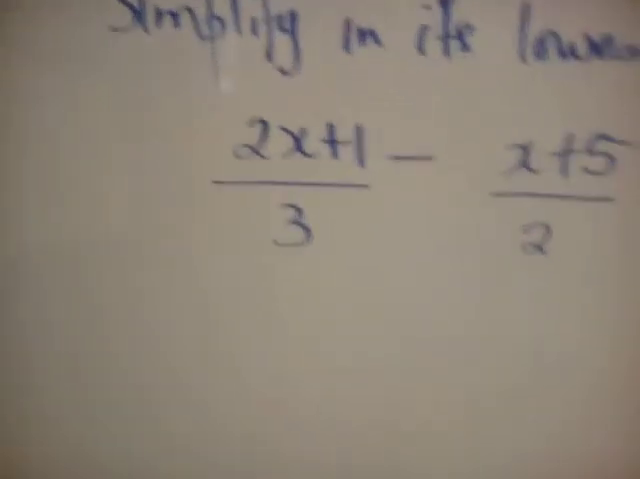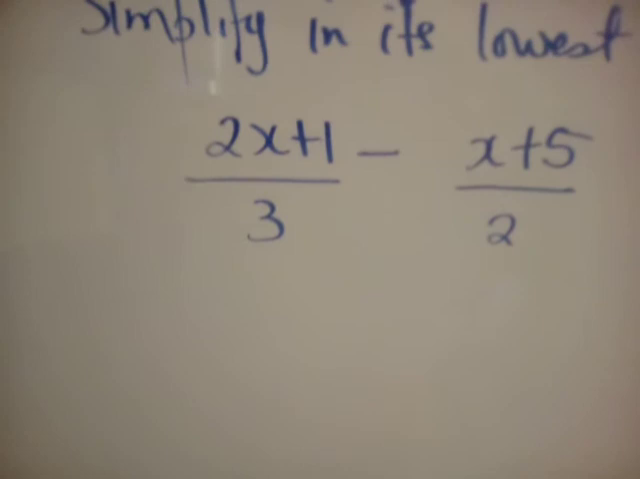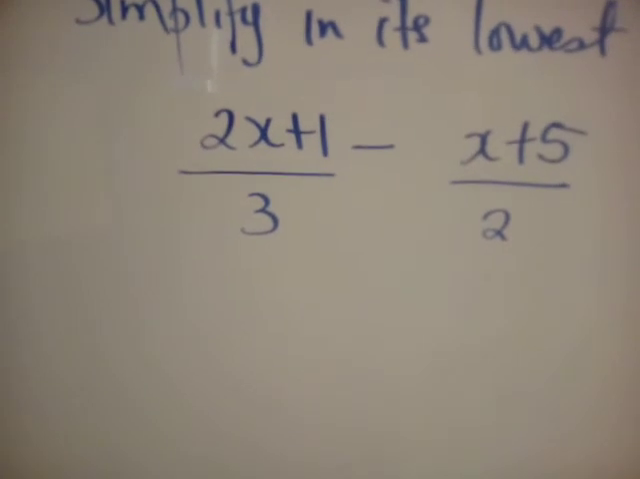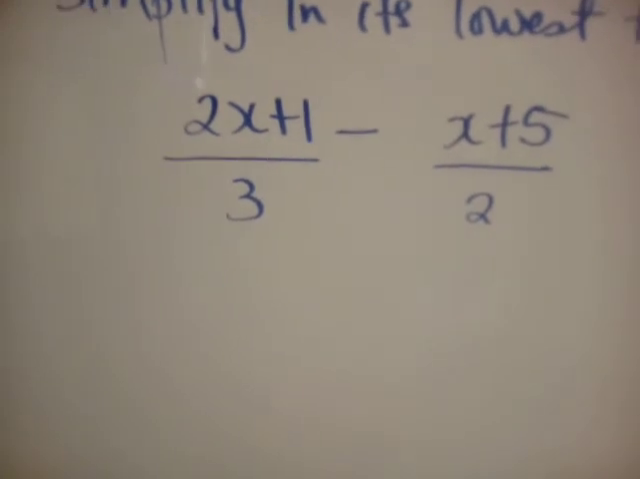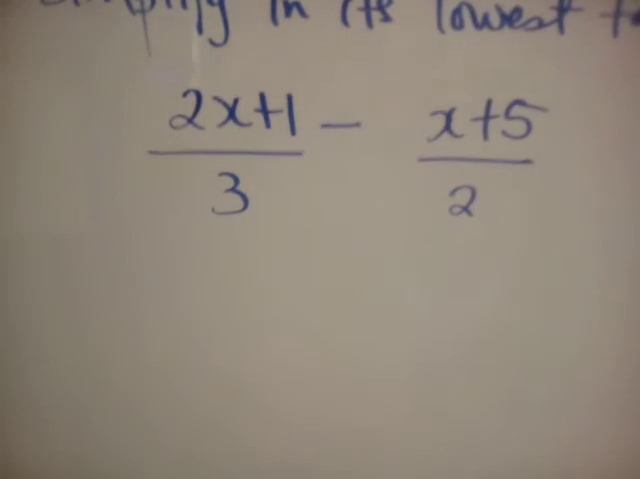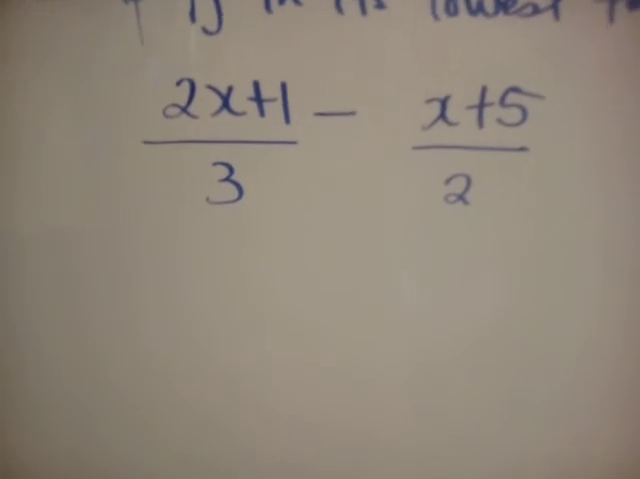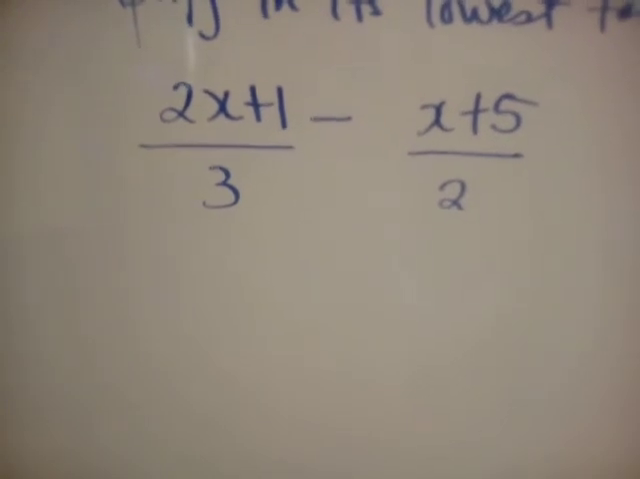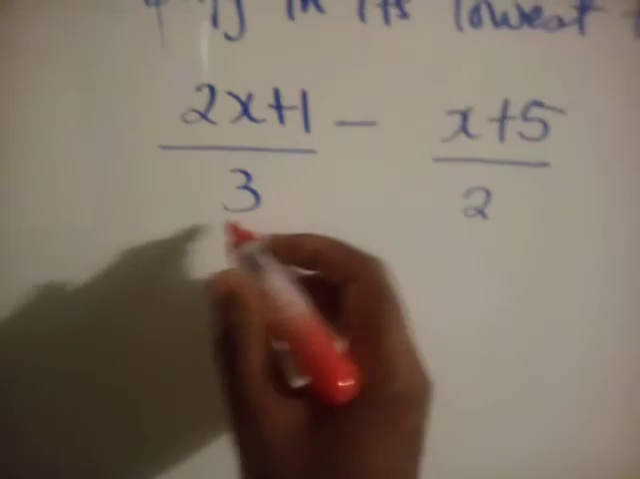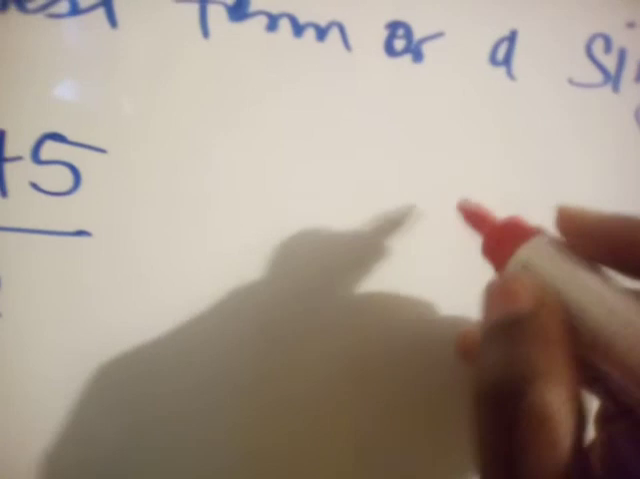So it says (2x plus 1) divided by 3, minus (x plus 5) divided by 2. Now, just as when we do normal fractions, when we're adding and subtracting, we must bring them to a common denominator. So we must find the common denominator of 3 and 2. And if you don't know how to do that, let me show you a simple way.